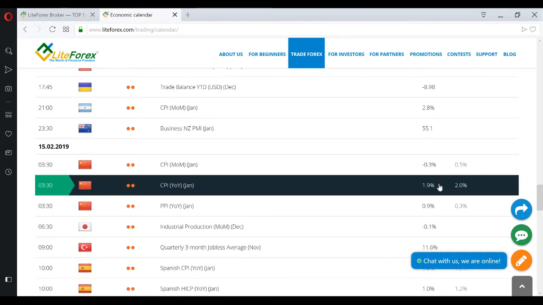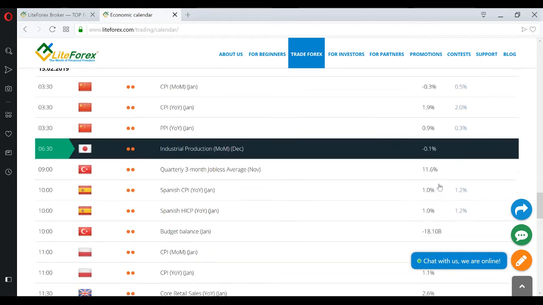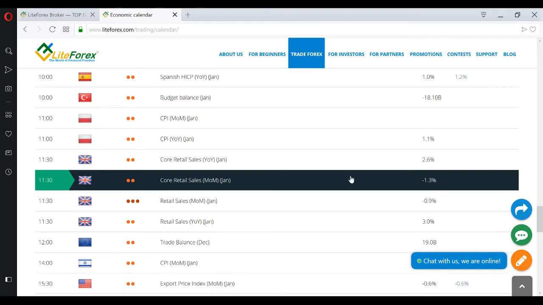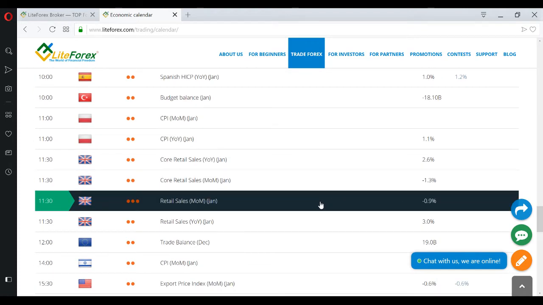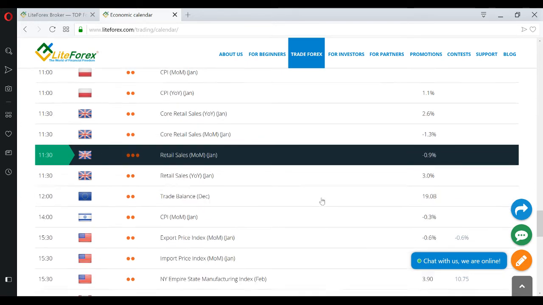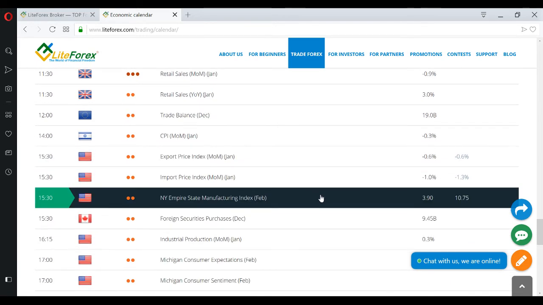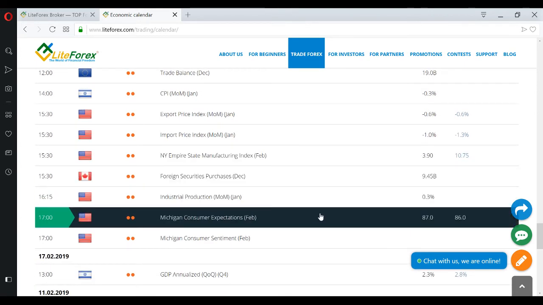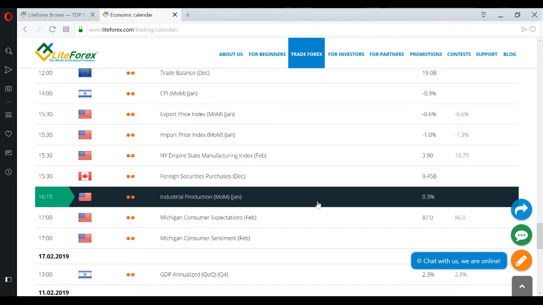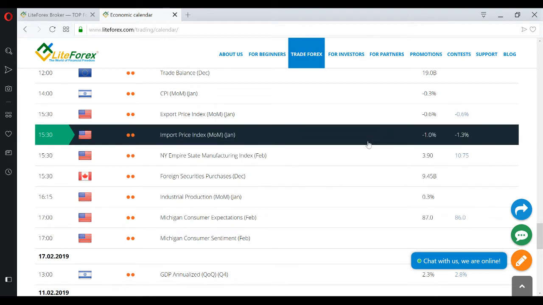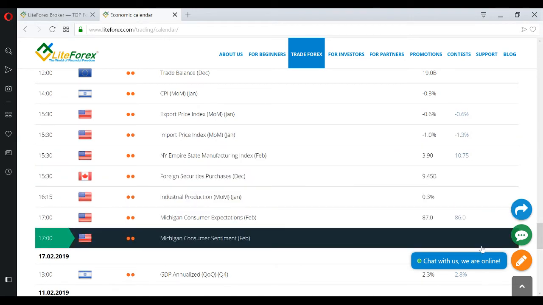And Friday we'll start with China's inflation data, and also watch for the UK retail sales on Friday, as well as some economic figures from the United States, which include consumer expectations, consumer sentiment, and industrial production. So this is what you should await in the upcoming days. A lot of data releases from the United States, where the government shutdown is over, so there are these releases.